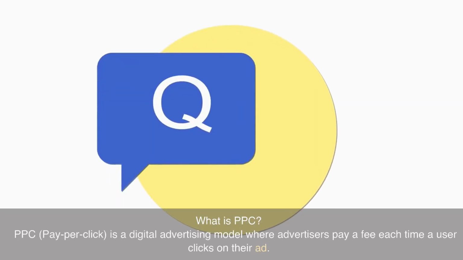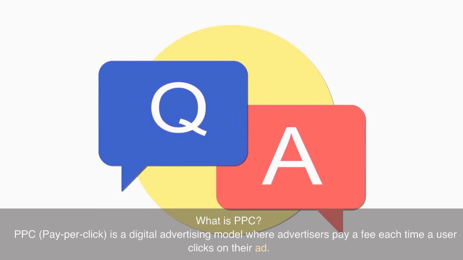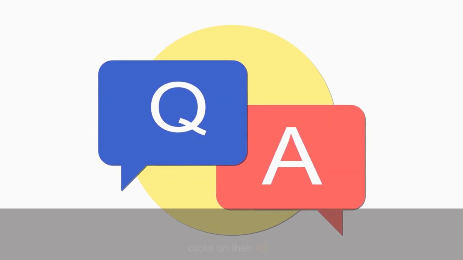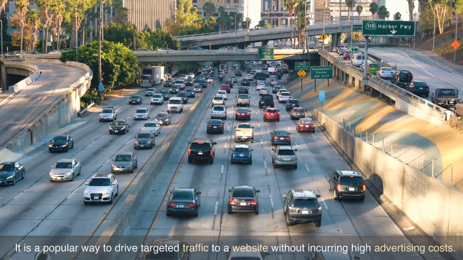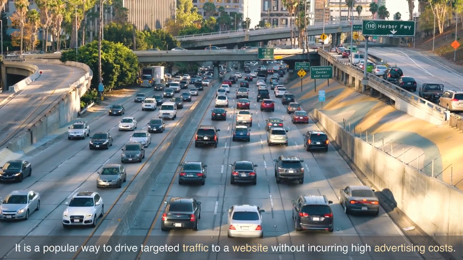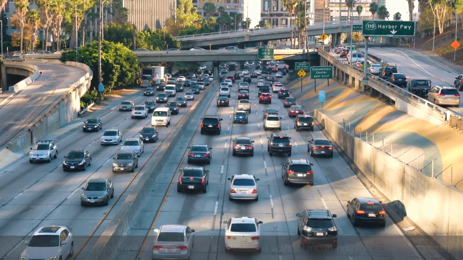Question 1. What is PPC? PPC, pay-per-click, is a digital advertising model where advertisers pay a fee each time a user clicks on their ad. It is a popular way to drive targeted traffic to a website without incurring high advertising costs.